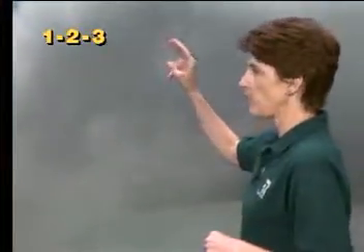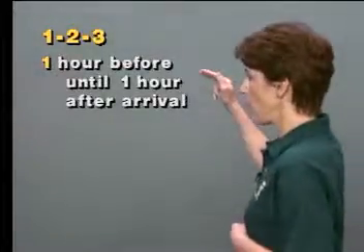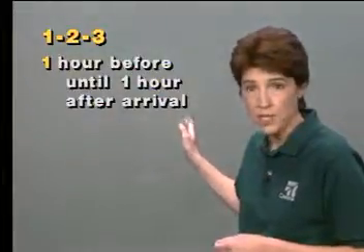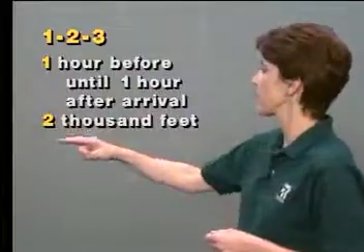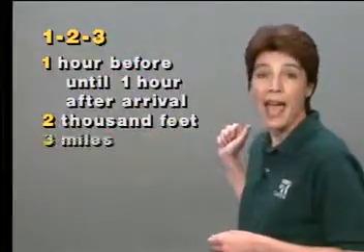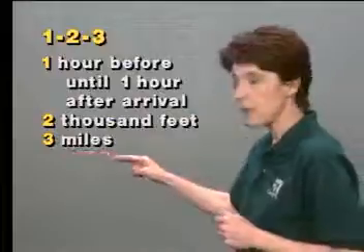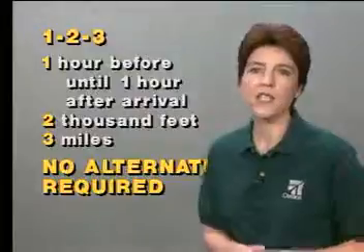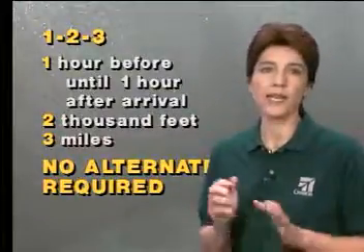If your destination airport does have an instrument approach, apply the 1, 2, 3 rule to find out if you need an alternate. If for 1 hour before until 1 hour after your estimated time of arrival at your destination, the ceiling is forecast to be at least 2,000 feet and the visibility at least 3 miles, no alternate is required. If your destination doesn't meet the 1, 2, 3 rule, it's time to trot out that list of downwind, downhill, better weather alternate candidates.